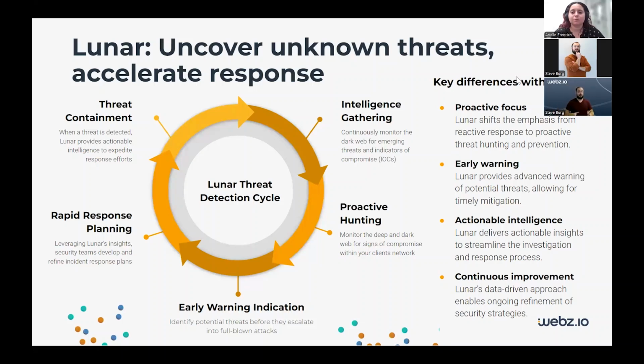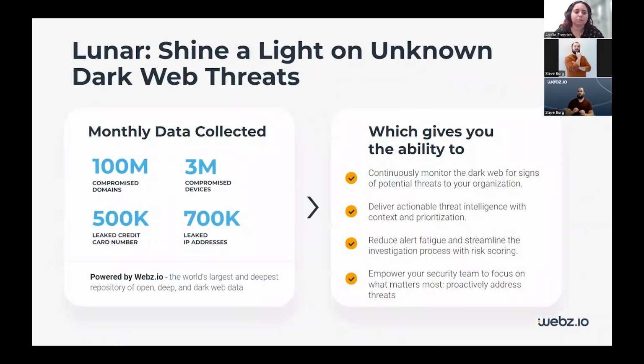Now, we talked about before about webz.io, and I want you to understand why a tool that comes from a data provider is so important. On a monthly level, we're capturing over 100 million compromised domains, 3 million compromised devices, 500,000 credit cards, 700,000 leaked IP addresses, just massive quantities of data, which we then filter down using our tool and our team of cyber analysts, of which Yonatan is one of our senior members, so that you can continuously monitor the dark web. You can deliver that actionable threat intelligence and reduce your alert fatigue, because we actually give you transparent risk scoring.